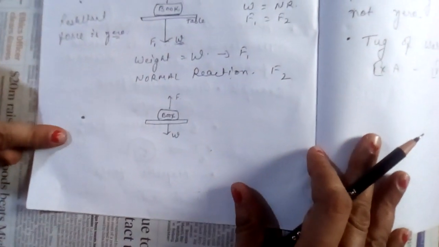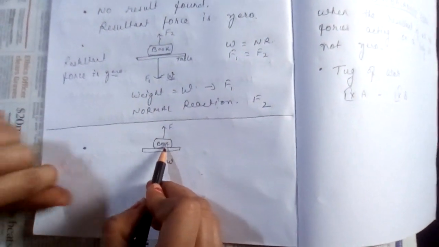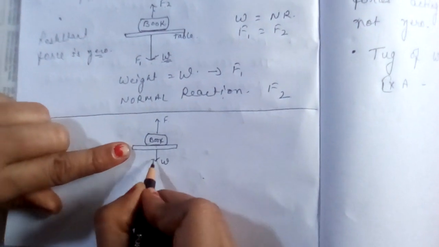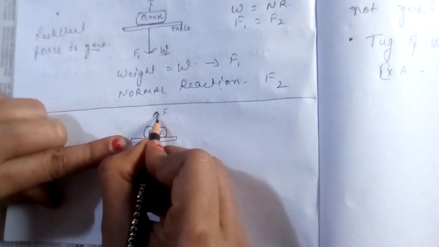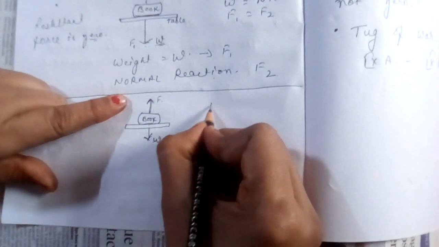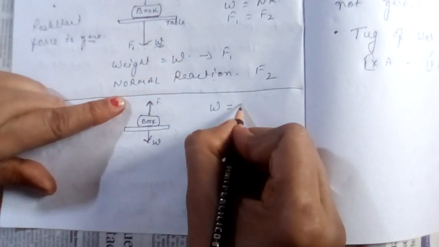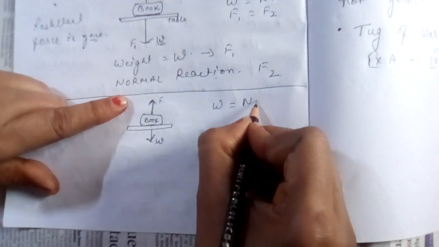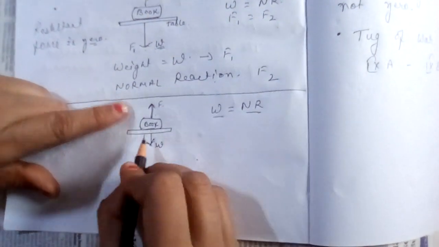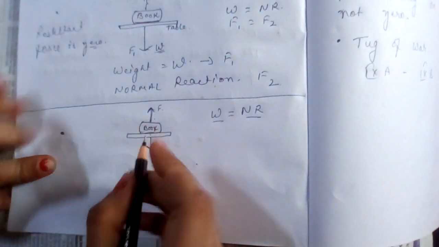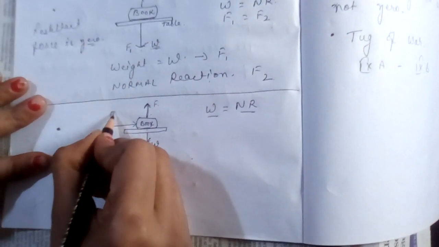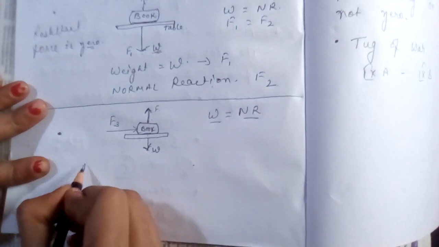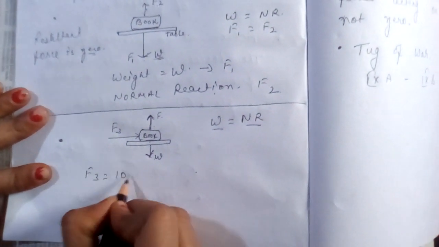Another balanced force I am showing you. Just see here. The book is kept on the table. Weight is acting downwards, normal reaction is acting upwards. Suppose weight is balanced with normal reaction, then the book will not move. But if you are applying a force, the applied force I am taking as F3, and let F3 be equal to 10 Newton.